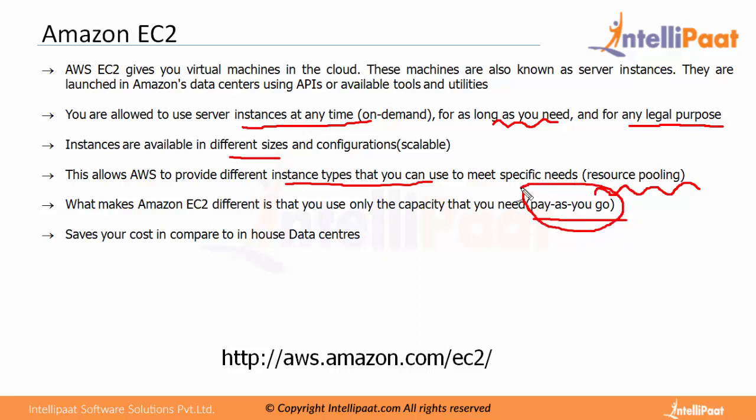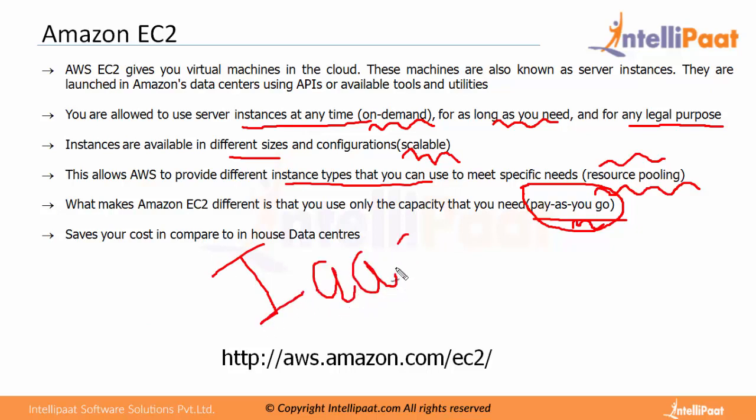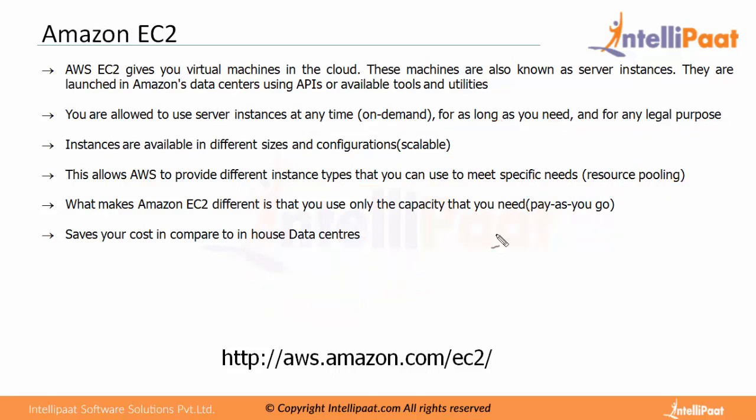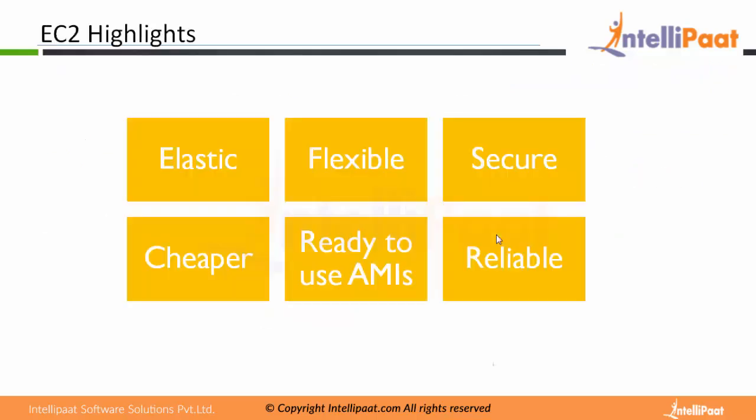Now think, what are those aspects I'm talking about? Available on demand whenever you need, elastic or scalable by nature, resource pooling, pay as you go model, accessible over internet. This is the perfect offering of IaaS, the infrastructure as a service model by Amazon EC2. It gives you the required resources. EC2 is really elastic by nature. It's very flexible and secure.